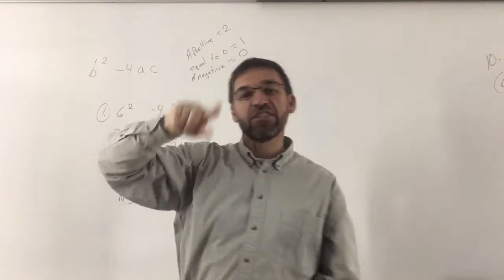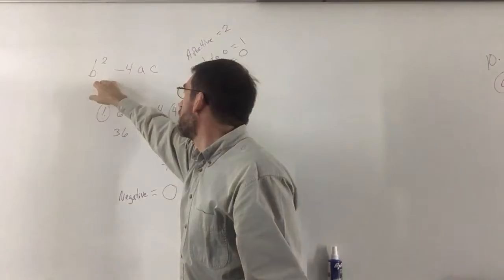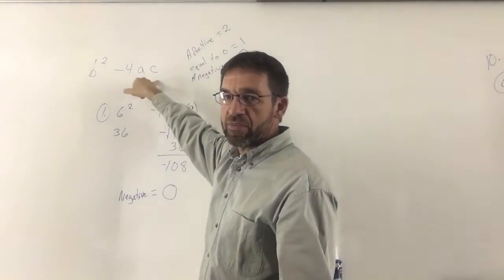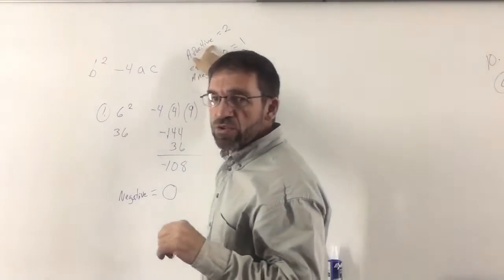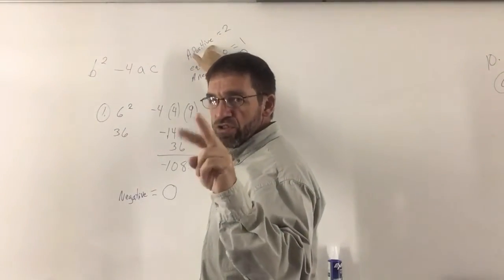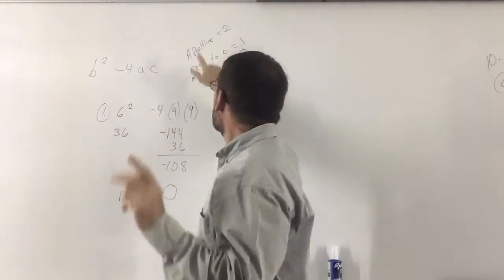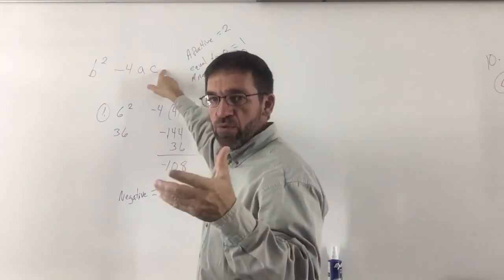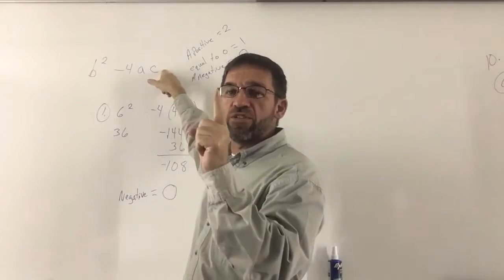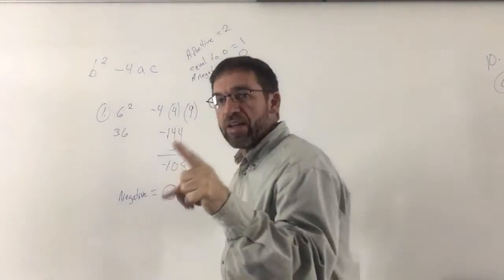Just use the one that's inside the box. It's b squared minus 4ac. Just quickly do that. And if you come up with a positive answer, you say, yes, I've got two solutions. I've got a positive and a negative. If you do this and your answer comes out to zero, you say, oh, I've got one solution. That means it's going to come out with one answer.